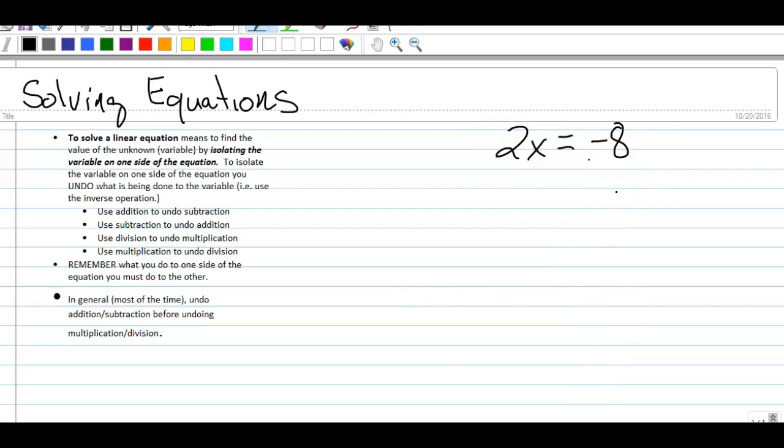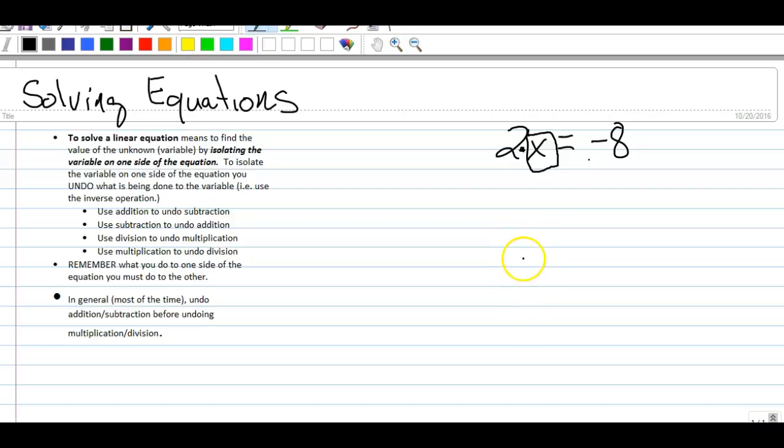Again, we're looking at very simple equations in which we're solving for the unknown. In this particular case, I have 2x is equal to -8. Remember, 2x means 2 times x. So again, the two questions you ask yourself: number one, what is the variable? My variable is x. And you ask yourself, what is being done to x? x is being multiplied by 2.